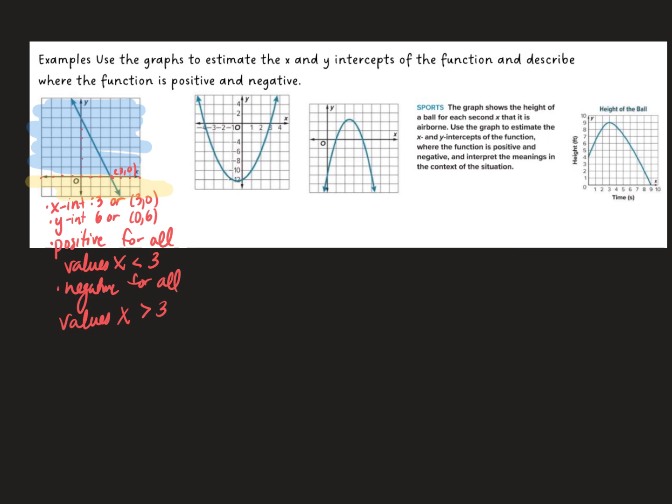Okay, let me grab a highlighter and color on the next one. Positive, negative. Let's do the intercepts first. The x-intercepts, because it crosses the x-axis twice, appear to be -4 and 3. And the y-intercept looks like 12 to me.